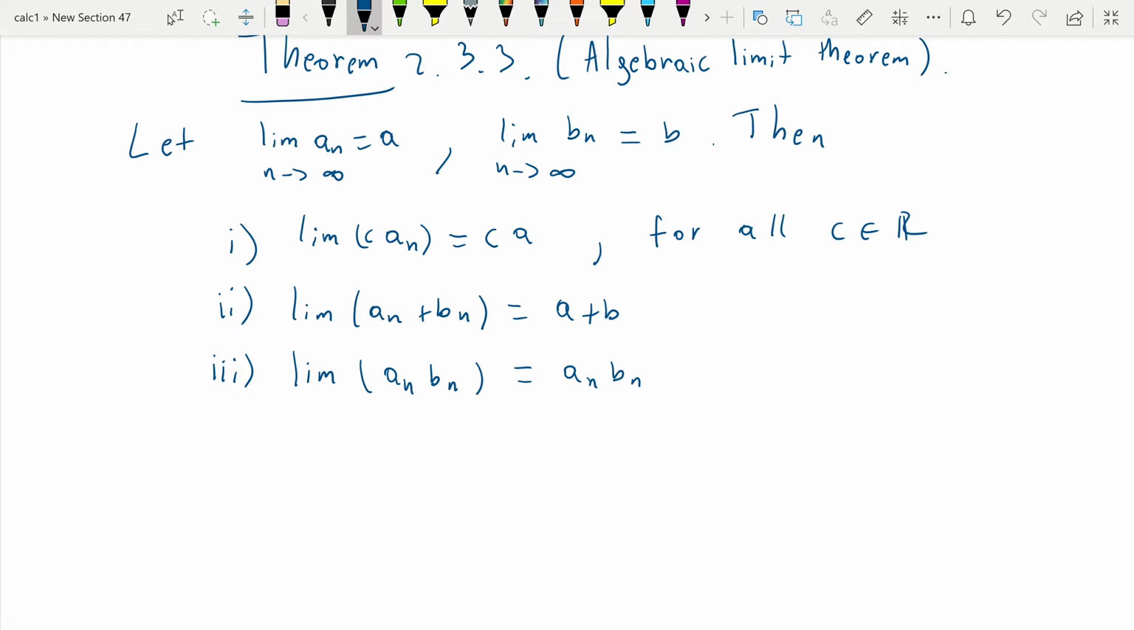And here is just a corollary of this. The limit of the quotient is the quotient of the limits, provided of course that this fraction makes sense. So provided b is not equal to 0.